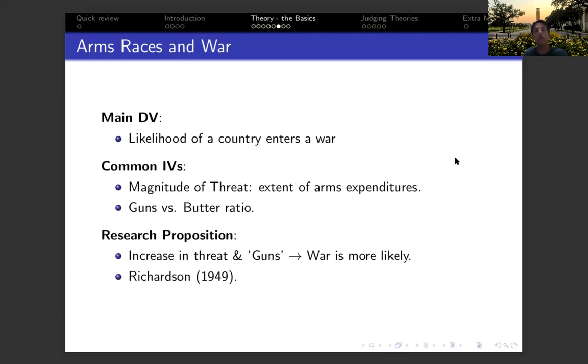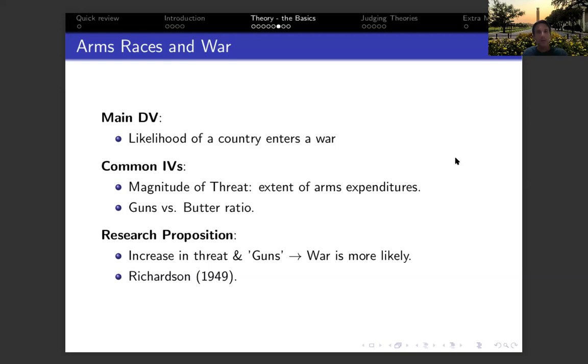Okay, so here we use two accepted independent variables, which represent some form of behavior that the state is going through, in order to explain our outcome in this case. What's the likelihood that this country is going to go into the war? Those independent variables are related, of course, to the topic of arms races and national security.